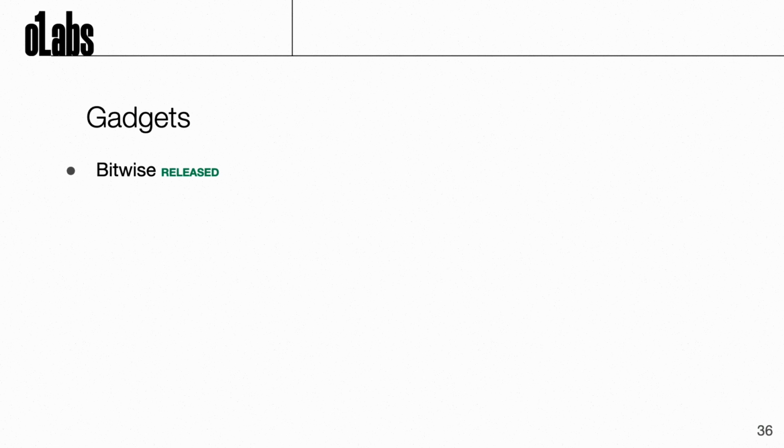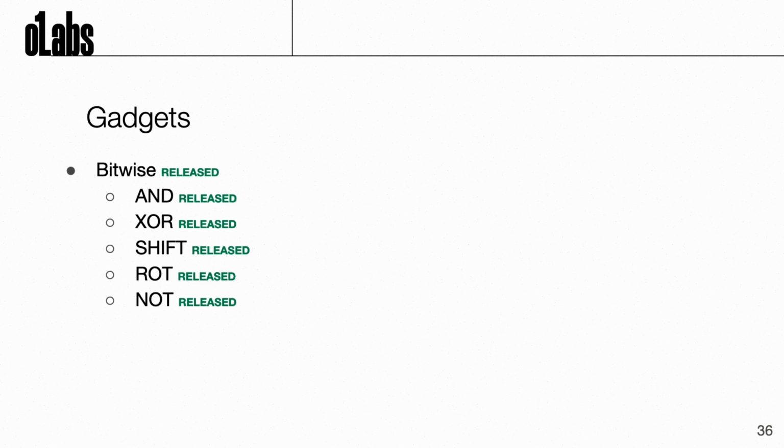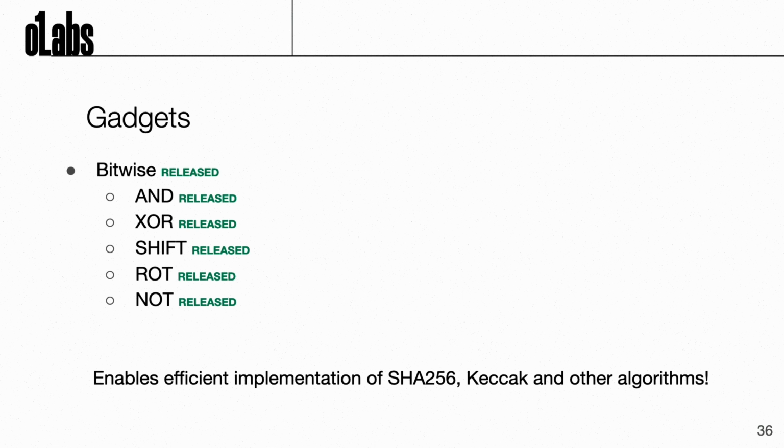For example, all sorts of bitwise operations, bitwise gadgets, and XOR, shift, rotation, and not. And these allow you to build foreign cryptography algorithms like SHA-256 or SHA-3 and other algorithms very efficiently because they are sort of like low-level accelerators in the proof system.